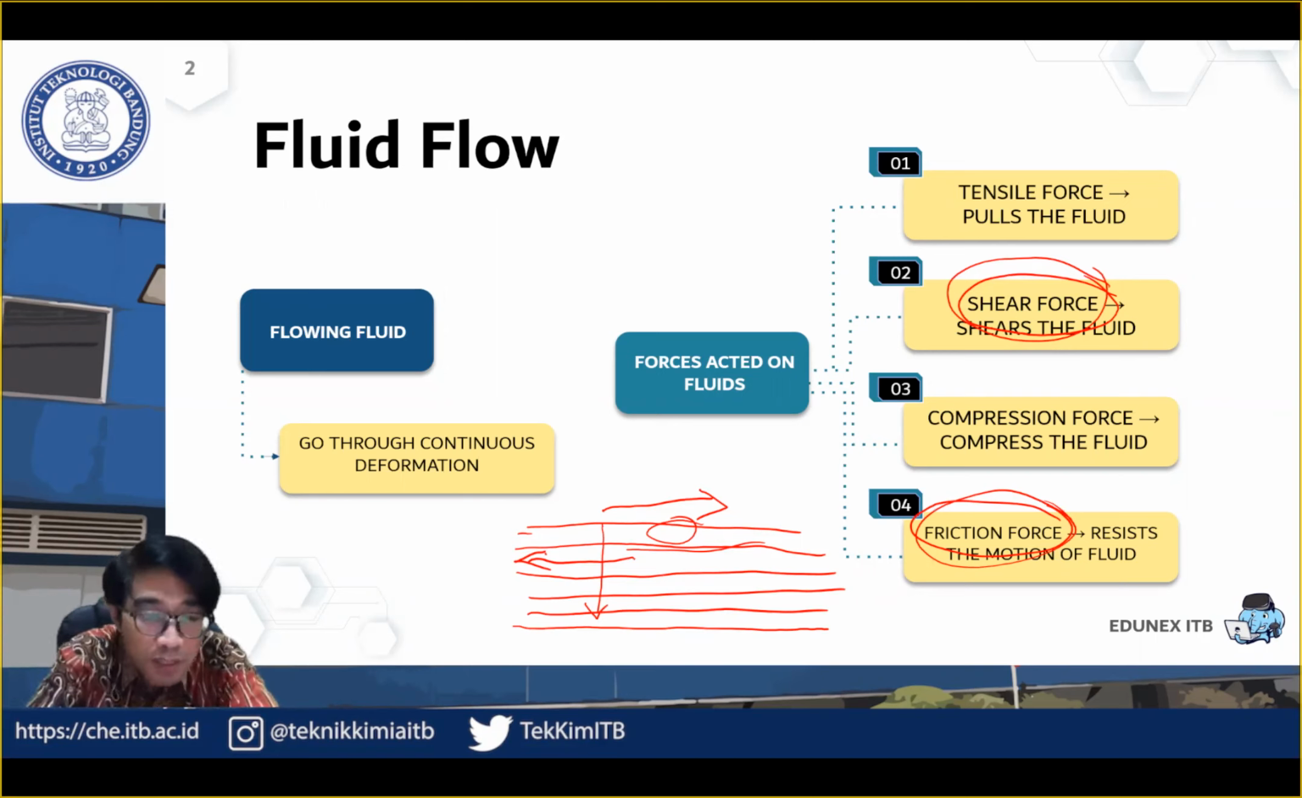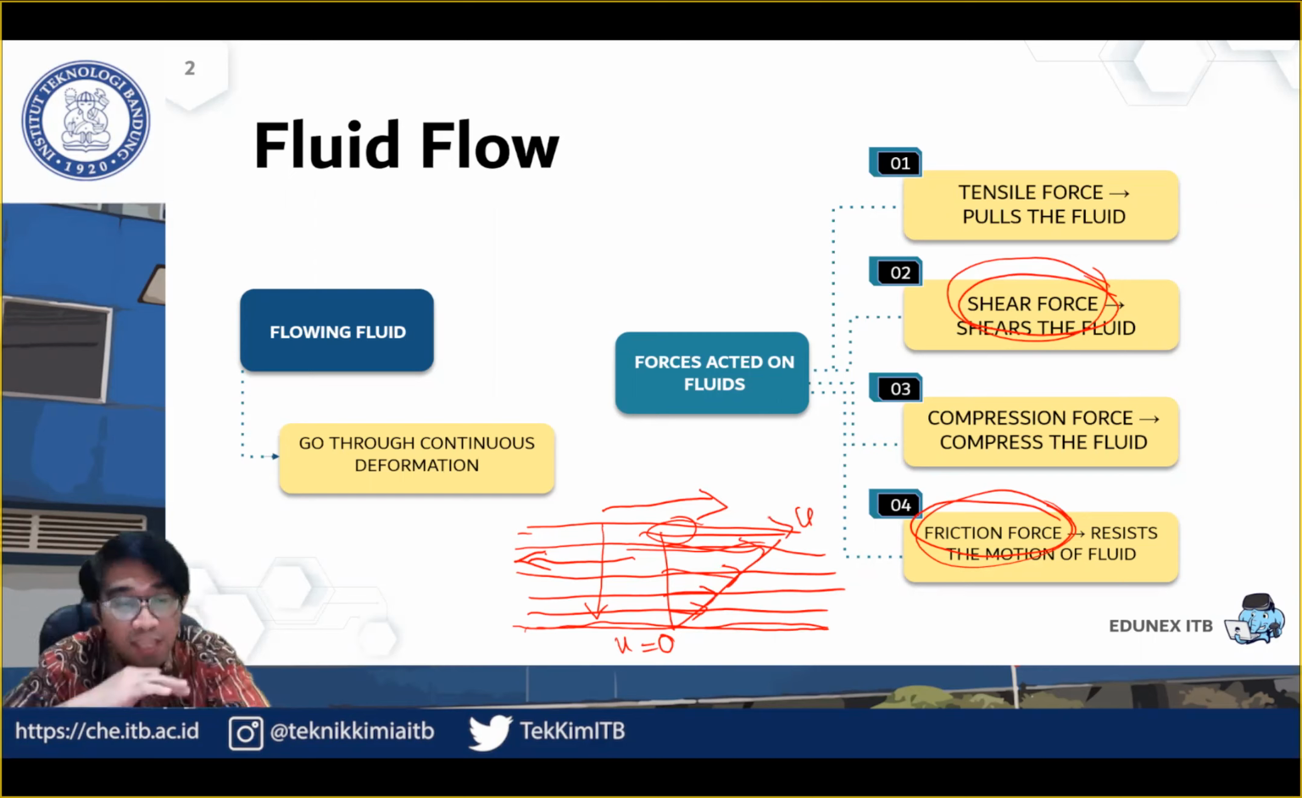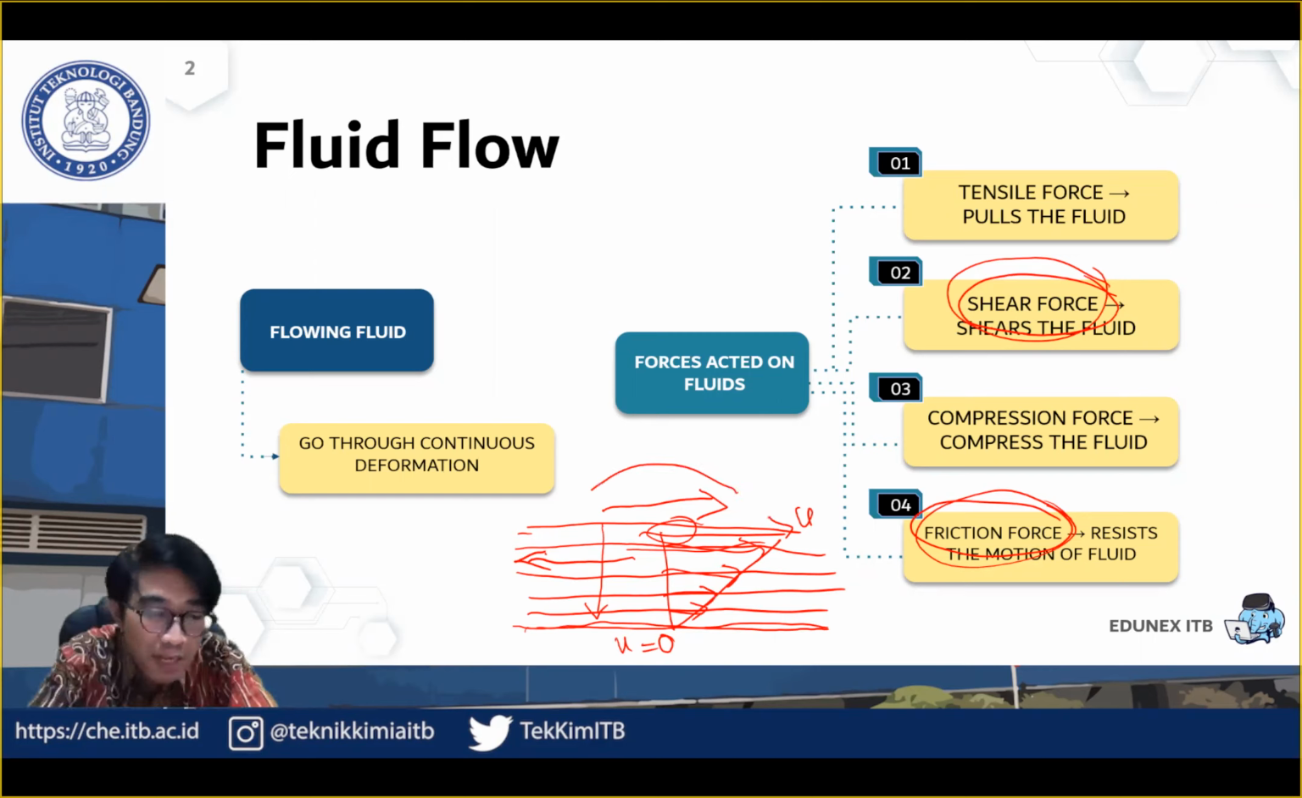So for the velocity, the top layer has the maximum velocity, and then the second layer will be lower. The third layer will also be lower, and so on. And perhaps at the last layer, the velocity will be equal to 0. So you can have this profile of velocity. And it happens continuously. So it's called flowing fluid. And it happens when the shear force is at the top layer, or the force experienced by the liquid is at the top layer.